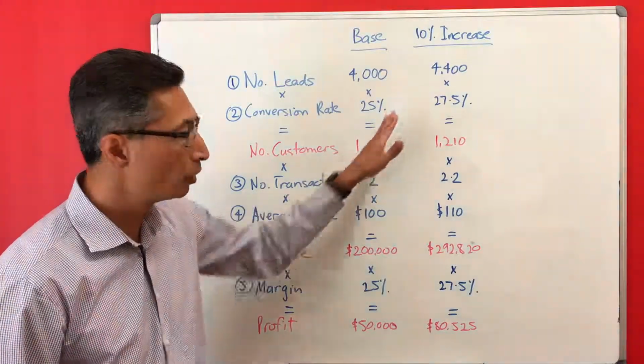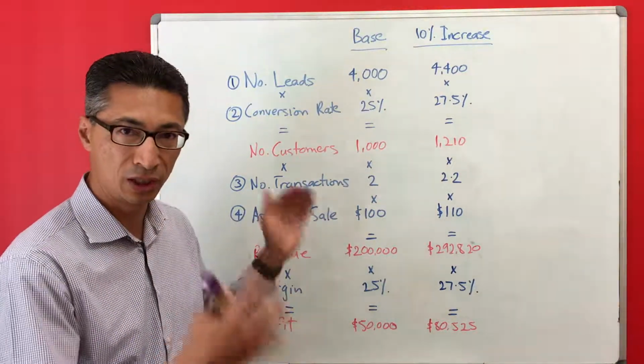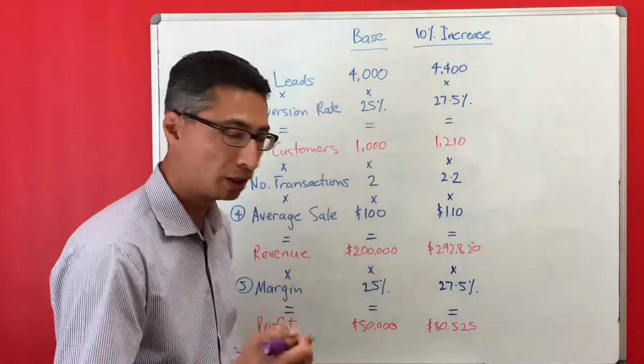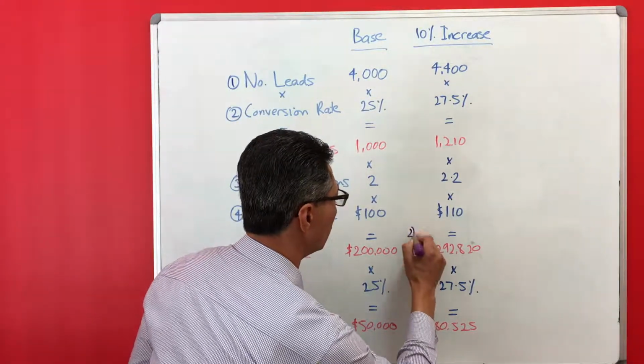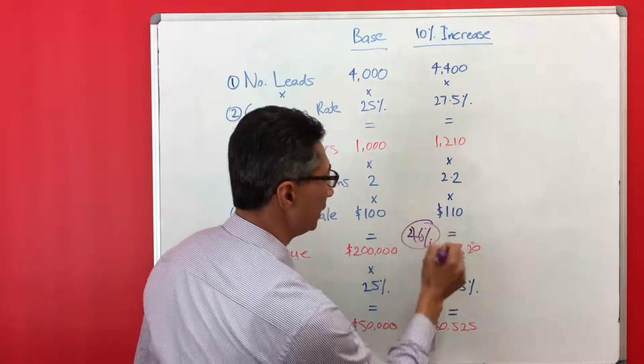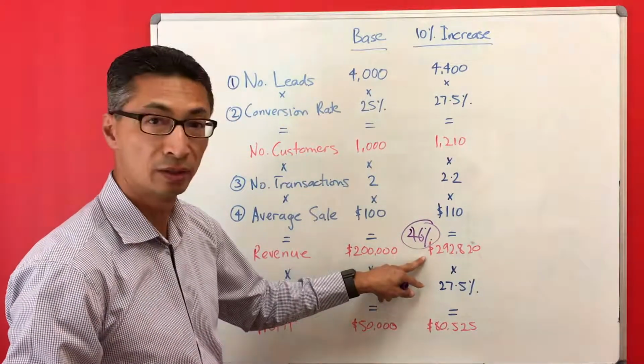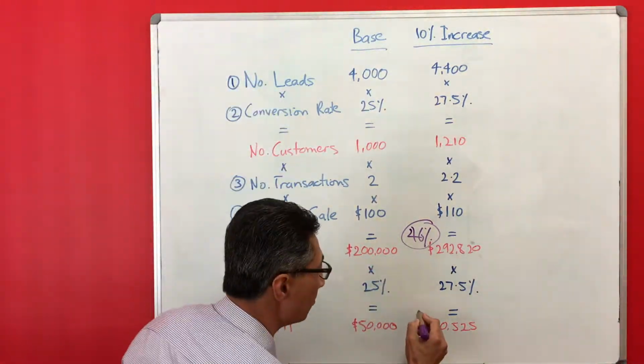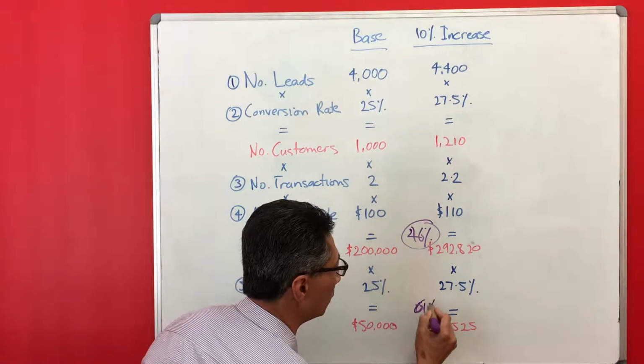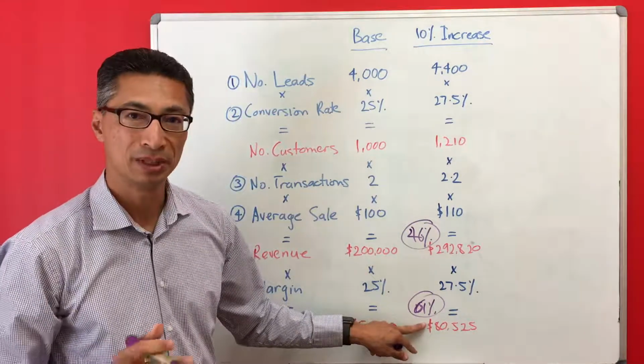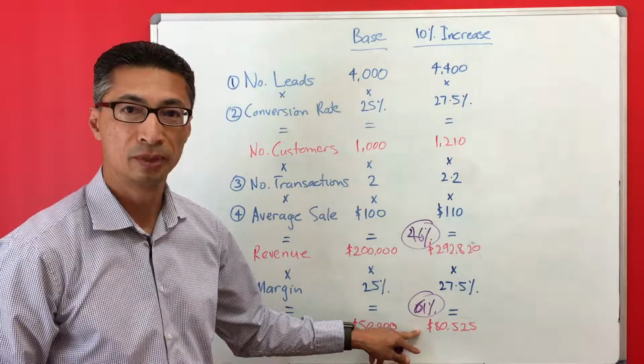Right? So those small increases of 10% in each of those areas, what that leads to is a 46% increase in your revenue or your sales, and a massive 61% increase in your profit. Okay.